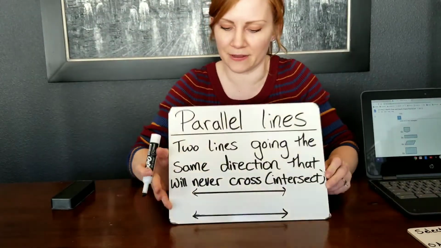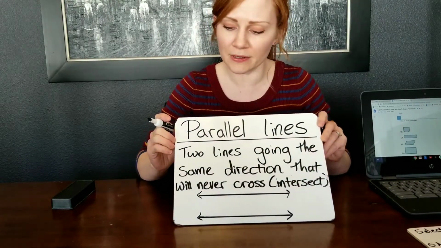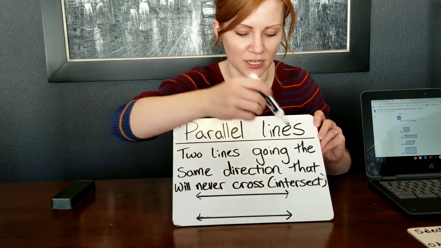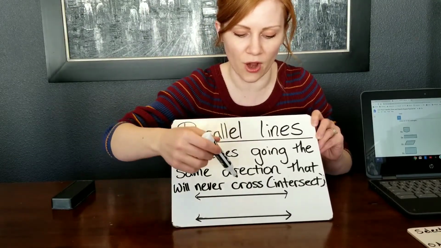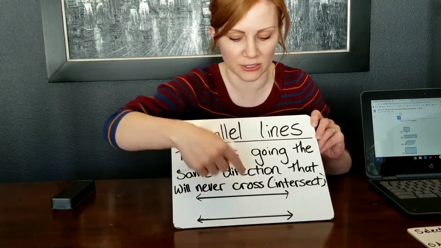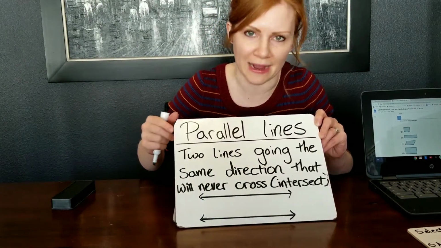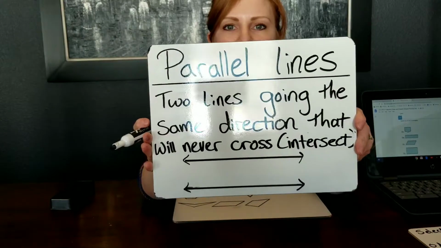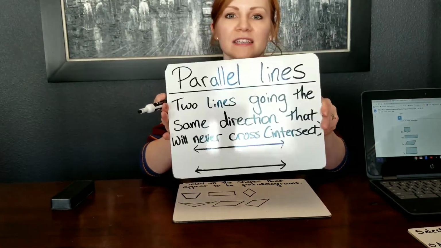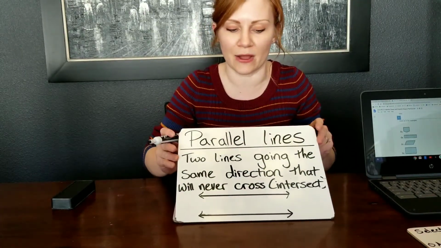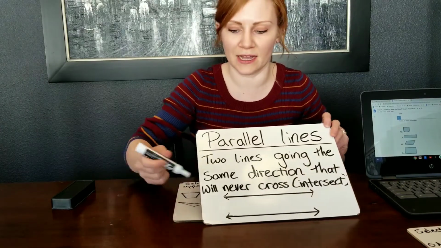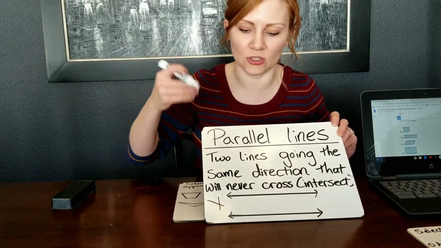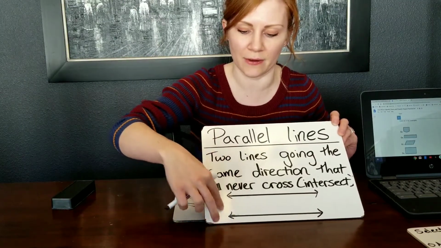Parallel lines are 2 lines going the same direction that will never cross, meaning they'll never intersect. So cross also means they won't intersect. For example, 2 lines here at the bottom, they're going the same direction, they'll never ever cross. It doesn't matter how far I draw those lines out, they'll never cross. Intersecting lines would be lines like this, lines that cross. Okay, so I don't want lines that intersect, I want parallel lines.